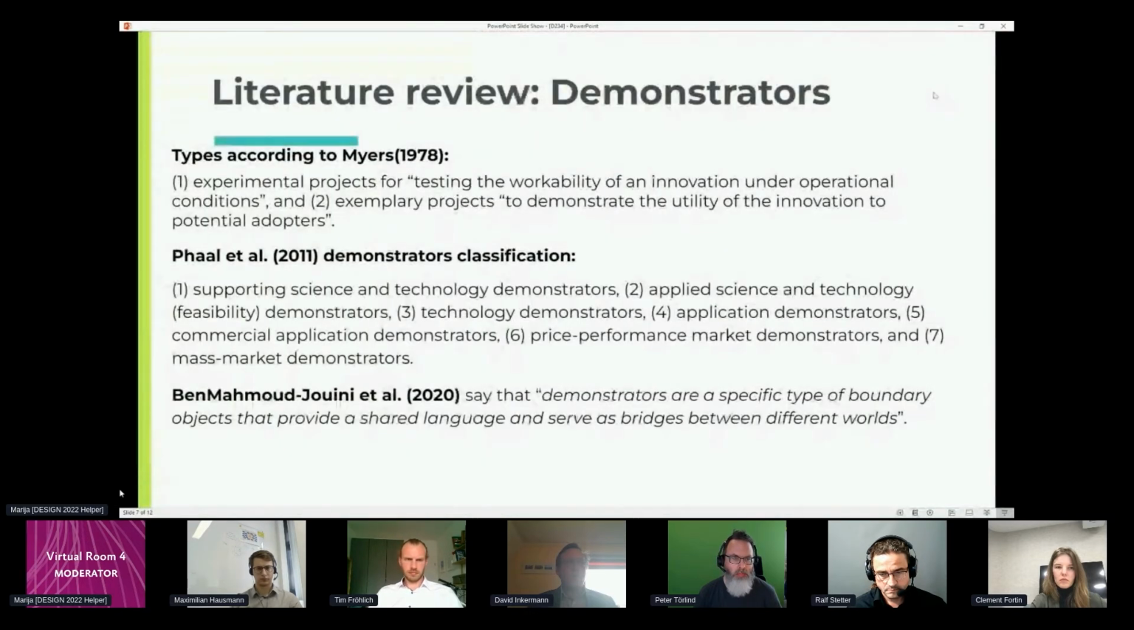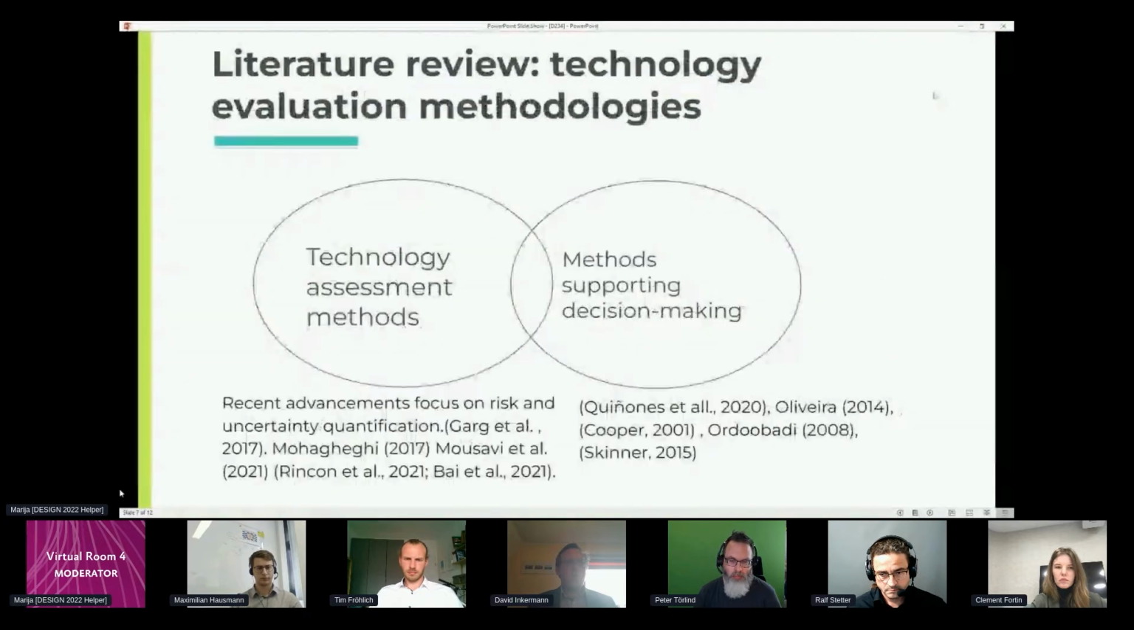To address those questions, we investigated literature on demonstrators' classifications and distinctive features, as well as literature on existing technology evaluation methods, noticing that recent advancements focus on risk and uncertainty quantification, with much less work done on quantifying benefits and opportunities provided by the new technology. Also, in spite of the abundance of quantitative approaches, decision makers appear to more readily use simple approaches.